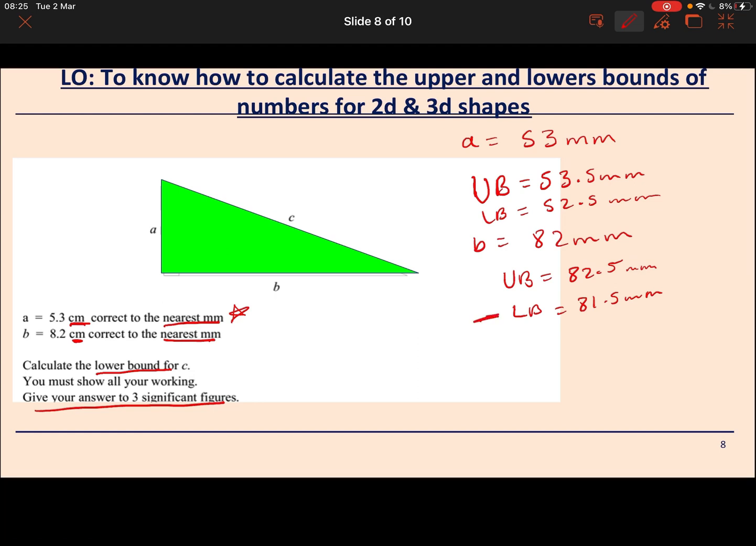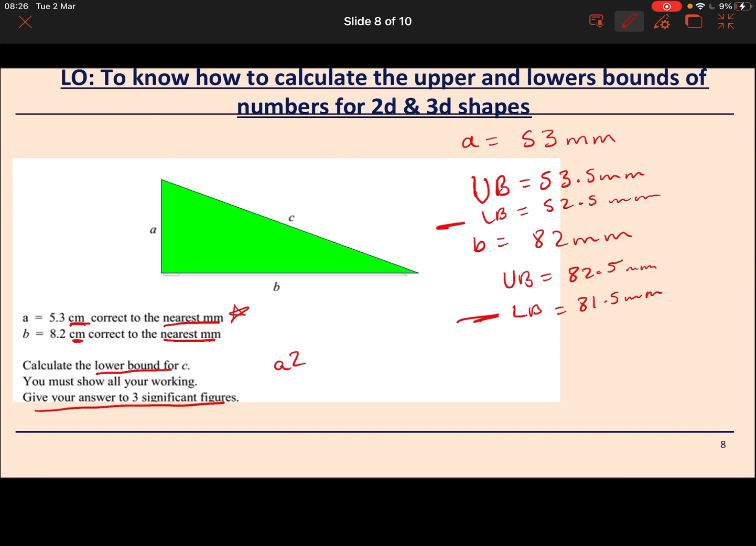Well, we need to find the lower bound, so we're just going to use the lower bound lengths. And I know that because we're doing Pythagoras with this. Okay, this is a Pythagoras question. So when we're square rooting, if you want the biggest number, we want to square root a bigger number. So we're going to want to use the smallest numbers in order to find the smallest possible number for C. And that's what we're going to do.